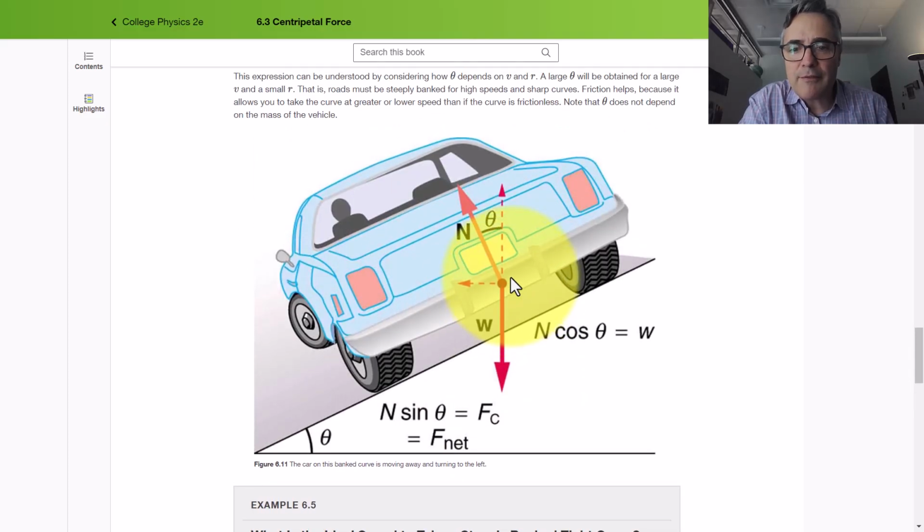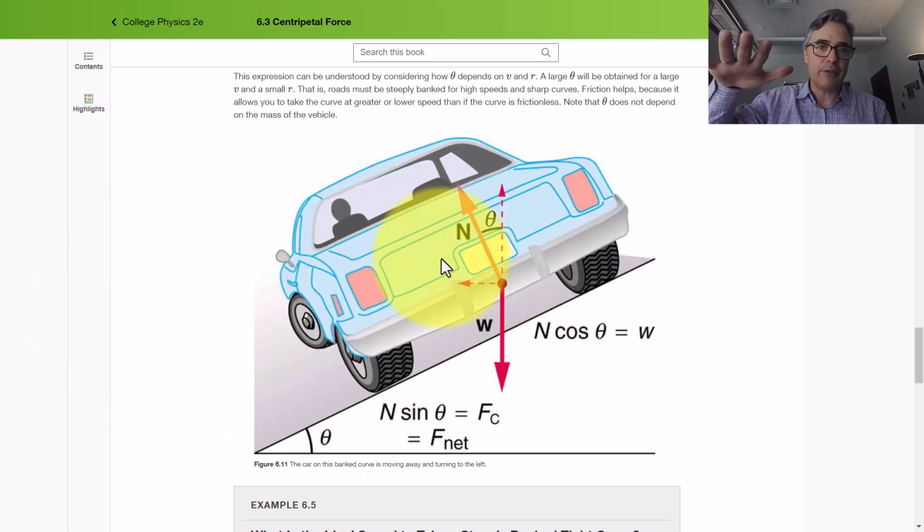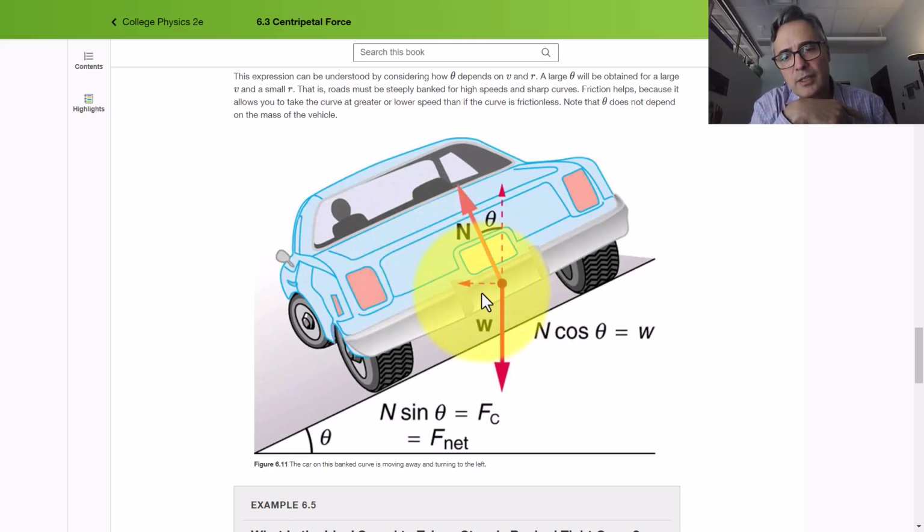Example 6.5 deals with banked curves. Now we have a similar situation, a car turning in a big horizontal circular path. Again, if you were to view it from above, you would see a big circle off to the left, with the center of the circle off to the left. But we are now viewing it from behind, so the whole circle is just off to the left like a line. And so the acceleration is towards the center of the circular path.